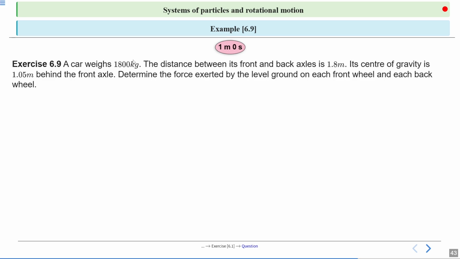A car weighs 1800 kg. The distance between its front and back axle is 1.8 meters. Its center of gravity is 1.05 meters behind the front axle. Determine the force exerted by the level ground on each front wheel and each back wheel. So here you have to find the force exerted by the level ground on each front wheel. So please solve this question. You have some time.